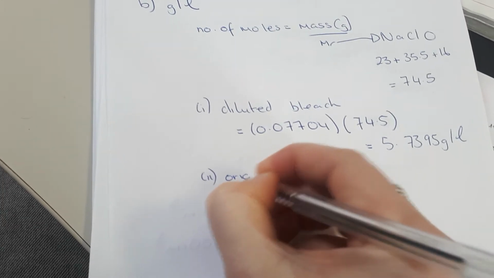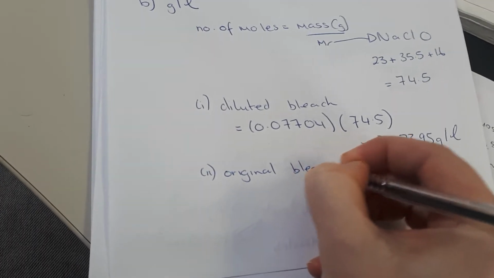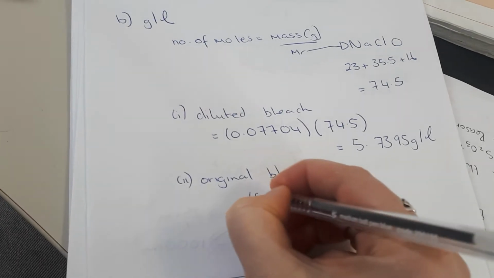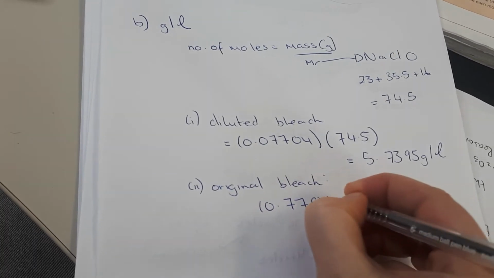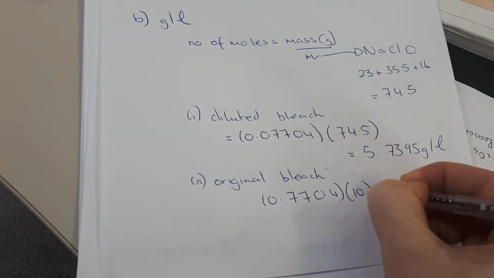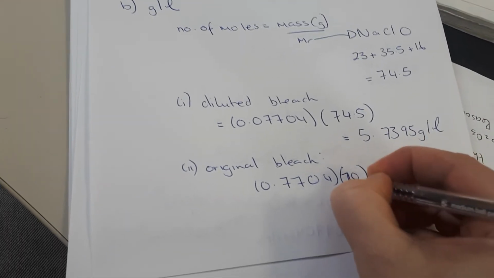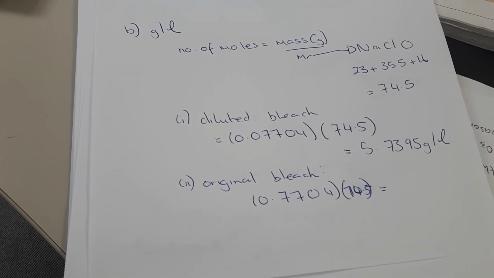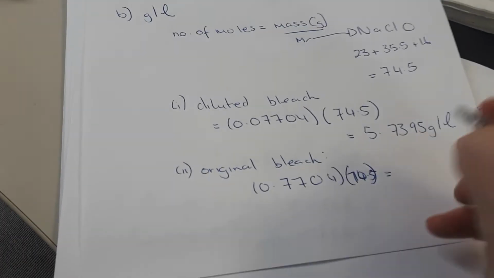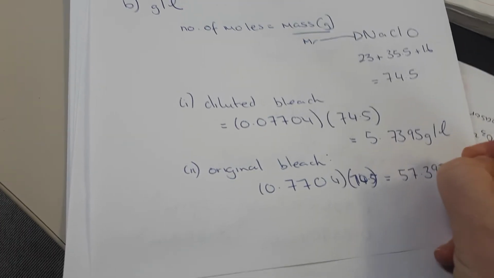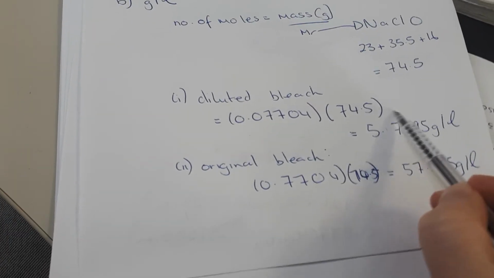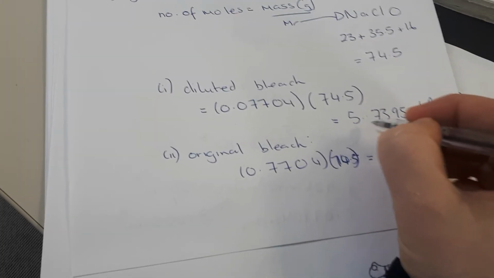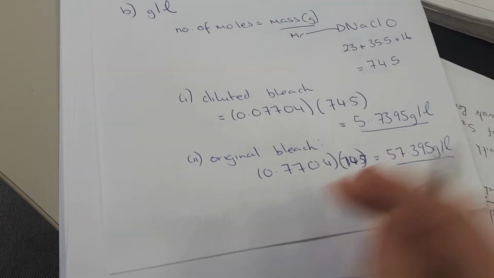Again, though, I'm asked for it in original bleach as well. So for my original bleach, I have to use my number of moles in original bleach. So 0.7704, and then we multiply that by 74.5. So 0.7704 by 74.5, and that gives me 57.395. If you wanted, you could also just multiply this by 10, because that is also your dilution factor. So either way there is fine.